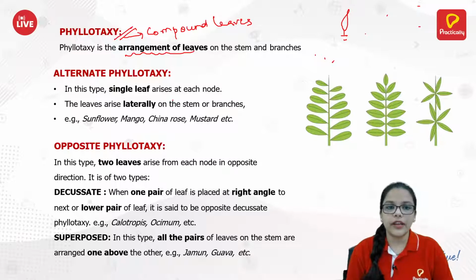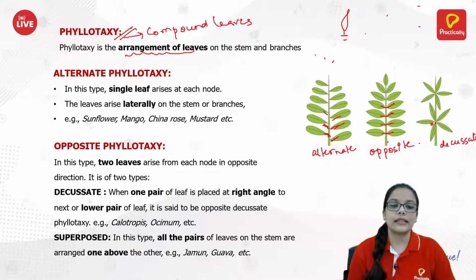In this type, alternate Phylotaxi, a single leaf arises at each node. See here, 1, 2, 3, 4, 5, 6, single. Here it's just 1. Okay, this is alternate. Now in this type, 2 leaves arise from each node in opposite direction. One node, but two mid veins. So this is opposite. Then decussate, when one leaf is placed at right angle next to the lower. This is decussate.